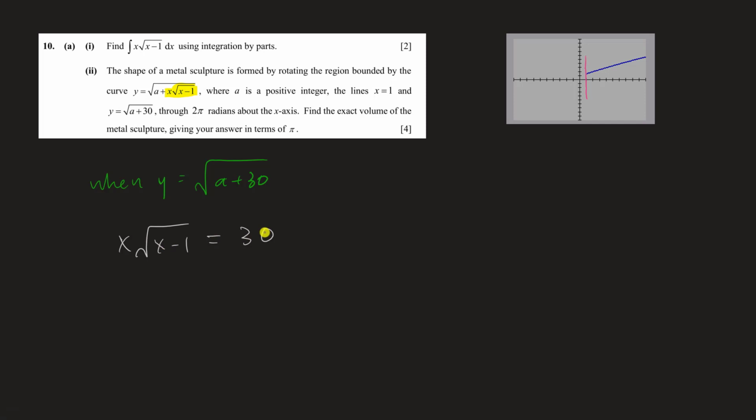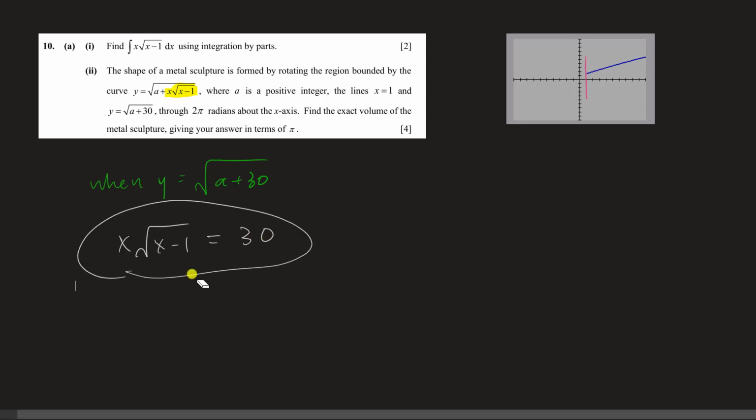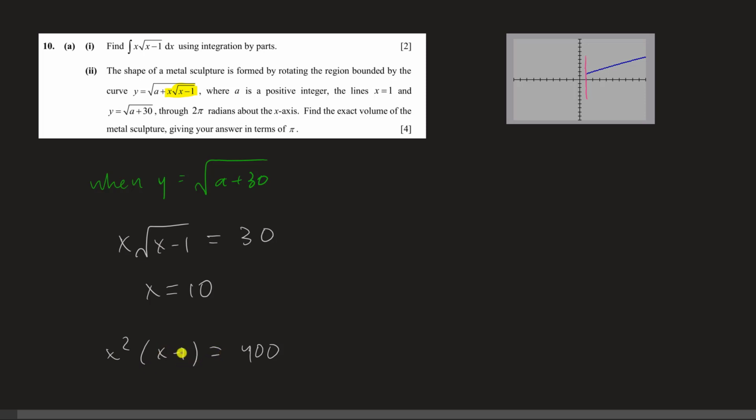If you really want to solve this, you can press GC to find this, but you can also solve this via mental sums because 30 is just 3 times 10. So if x is 10, root of 10 minus 1, which is root 9, coincidentally gives you 30. So x equals 10. You can also solve this by squaring both sides, 900 equals x squared times (x minus 1), and then solve this cubic equation using the calculator.